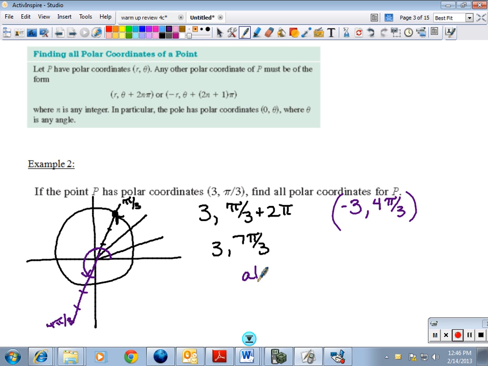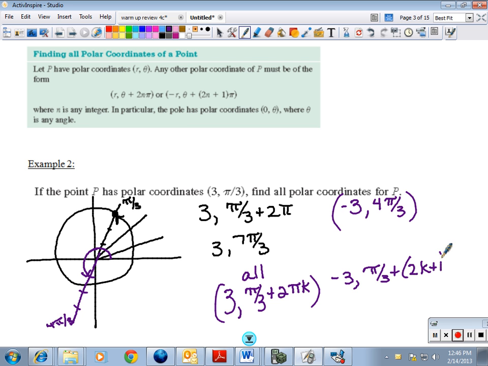So to find all angles, you just say 3 comma pi over 3, and I'm just going to follow my formula, plus 2 pi k, or negative 3 comma pi over 3 plus (2k plus 1) pi, because what that gives me is an odd number. 2 times 1 plus 1 is 3. 2 times 2 plus 1 is 5. That gives me my odd multiples of pi, because that takes me halfway around, and that gives me my negative.